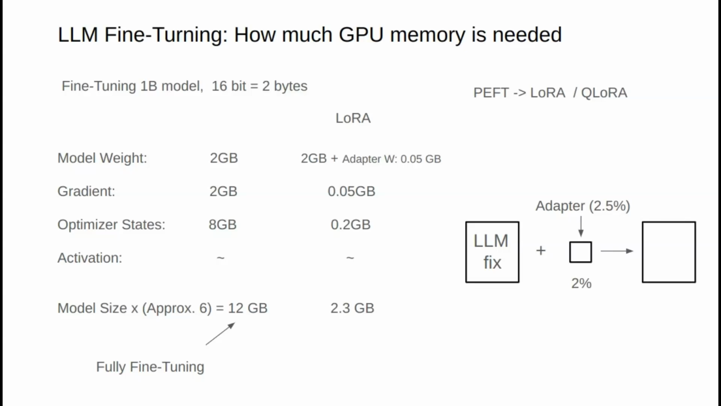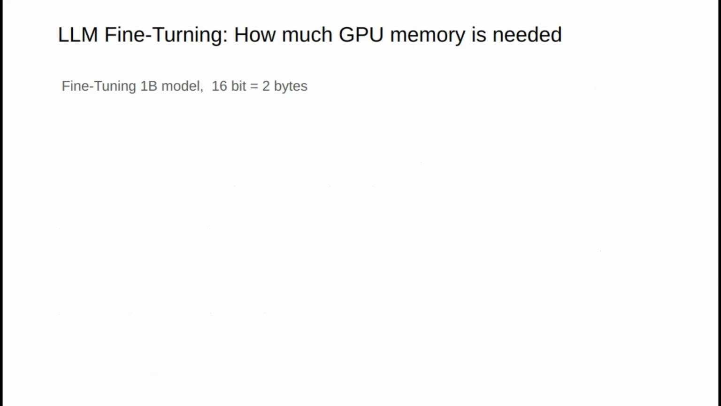When fine-tuning a model, how much GPU memory is required? This is a question that many people are curious about. Let's take an example. Suppose we want to fine-tune a 1B parameter model. Here, 1B means a model with 1 billion parameters. If we want to fine-tune larger models, you can scale the calculations proportionally.